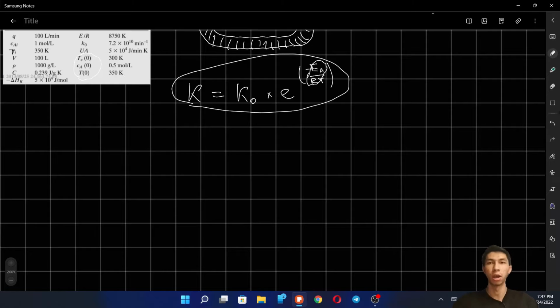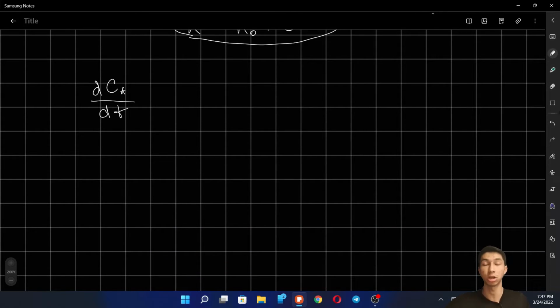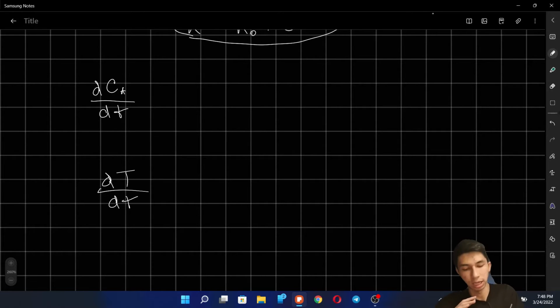this concept using Python. So we're going to have two ordinary differential equations, one with the rate at which the concentration of A is changing, right? dCa over dt, the change in concentration of A over time. And the second one is going to be the rate of change of temperature, right? So we should have two things which are going to be equal to this. So we should determine the right hand sides.